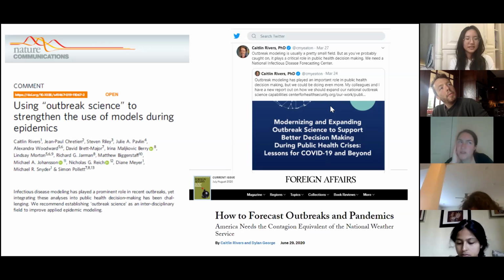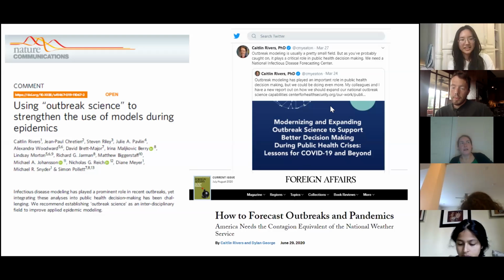I'm not totally sure I understand. Can the model help us find out who is infectious with COVID more quickly? Like which specific individuals are infected? Is that what you mean? Yeah.